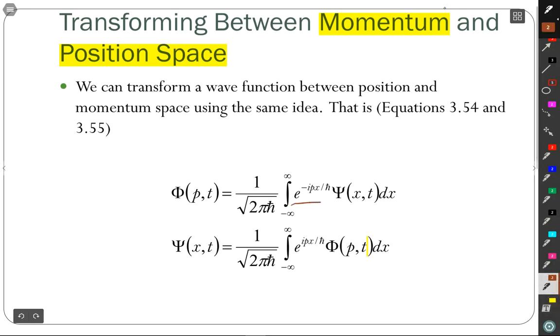So this here should look pretty familiar, right? And then with that quasi-normalization constant out front. And so how we transform between a momentum space and a position space wave function is shown here. So this is the momentum space wave function. And here's the position space.